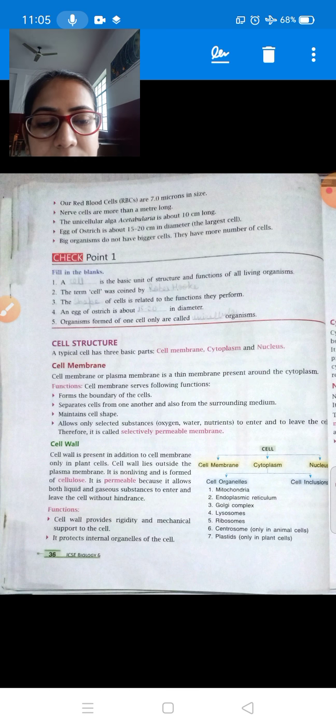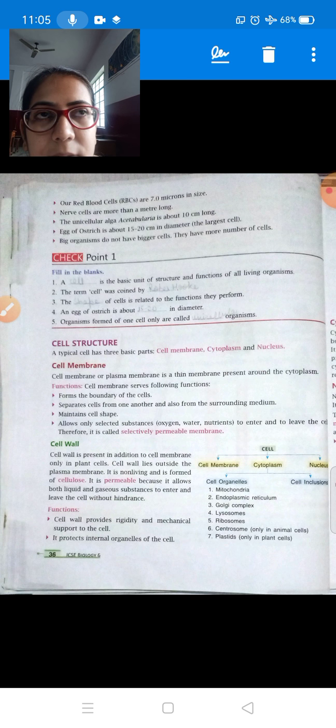Now, what are the functions of the cell wall? Students, it is like a wall. For example, a building has a wall. In the same way, the cell has a cell wall, that's why its name is cell wall. It is also very rigid like a wall, and it provides mechanical support to the cell.